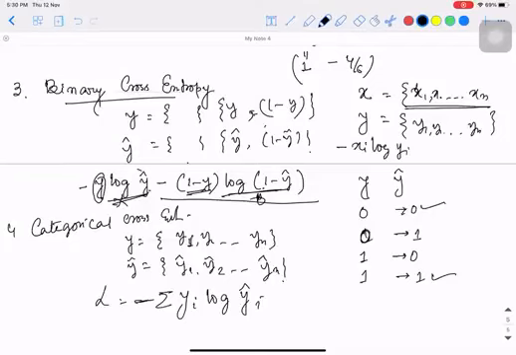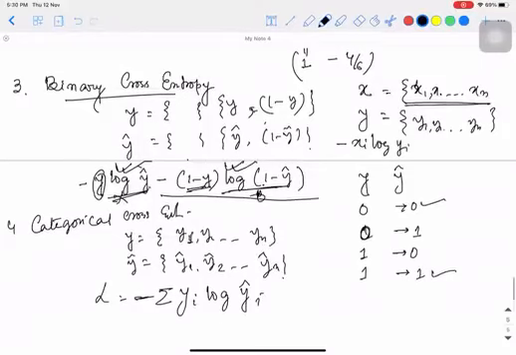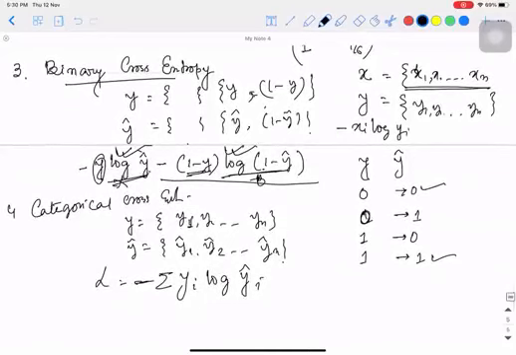Otherwise you see that when y is 0, this component will be considered. When y is 1, this component will be considered. Do you see the difference? Do you understand how it works? When y equals 0, this part will not be considered, only this part will be considered. When y equals 1, only this part will be considered, this would not be considered.